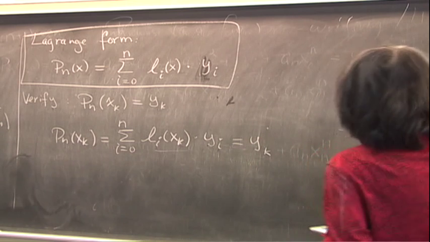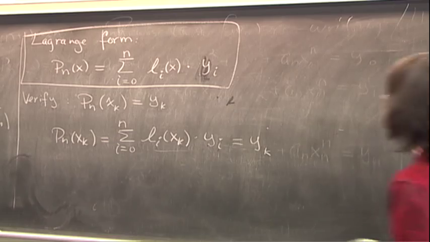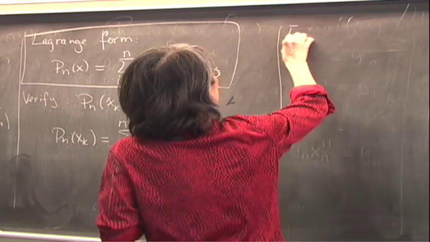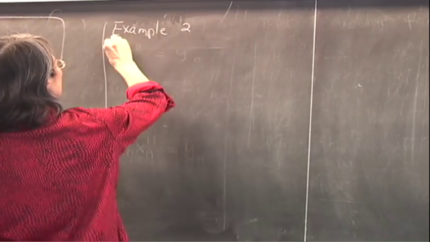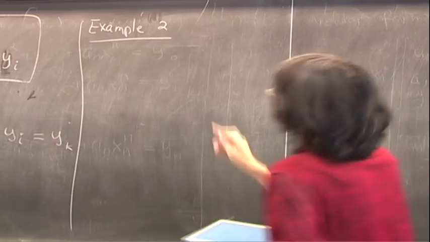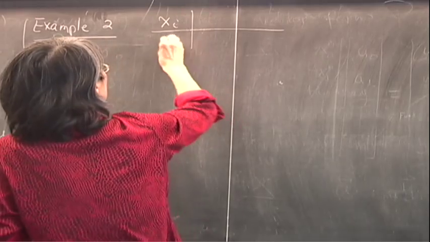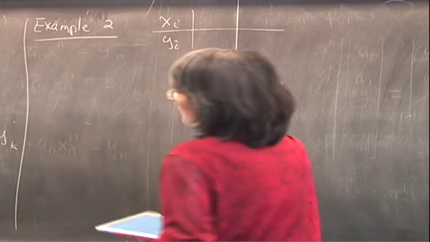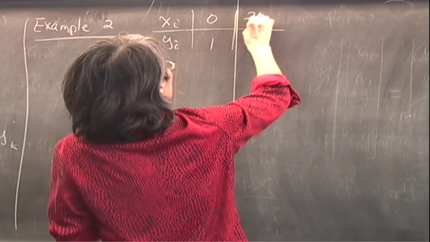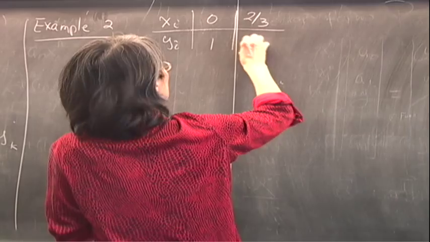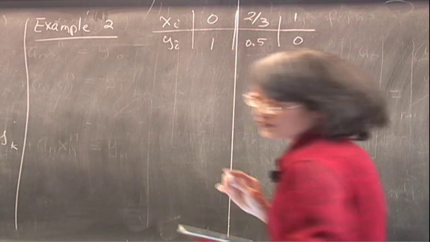Okay, so we find another way of solving this problem. Let's slow down a bit and take an example, just to get our hands on it. So example 2. I will take the same data as we had in example 1 we did last time, and then we'll try to use the new method. Okay, so x is 0, 2 over 3, 1, and y is 0.5, 1, 0. That's the data.